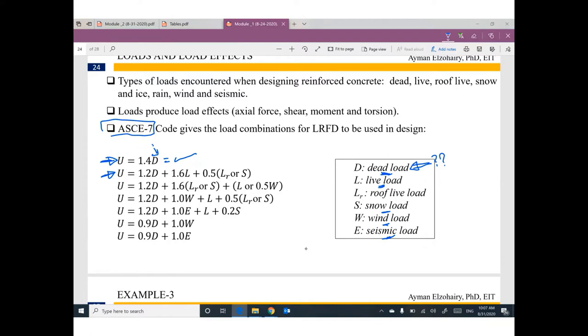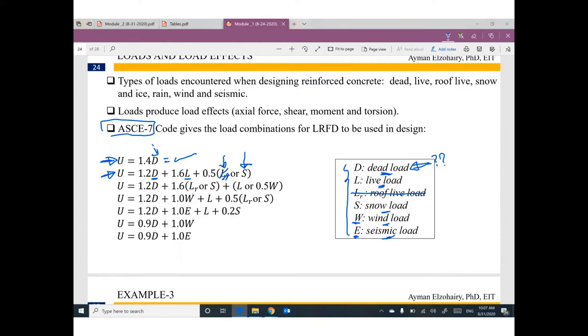1.2 dead load, plus 1.6 live load, plus 0.5 of one of them, roof live load or snow load. So please follow these labels. D means dead load, L live load, LR roof live load. If you don't have a value for roof live load, forget it, delete it from these combinations. That's it. W means wind load. E, seismic or earthquake load.